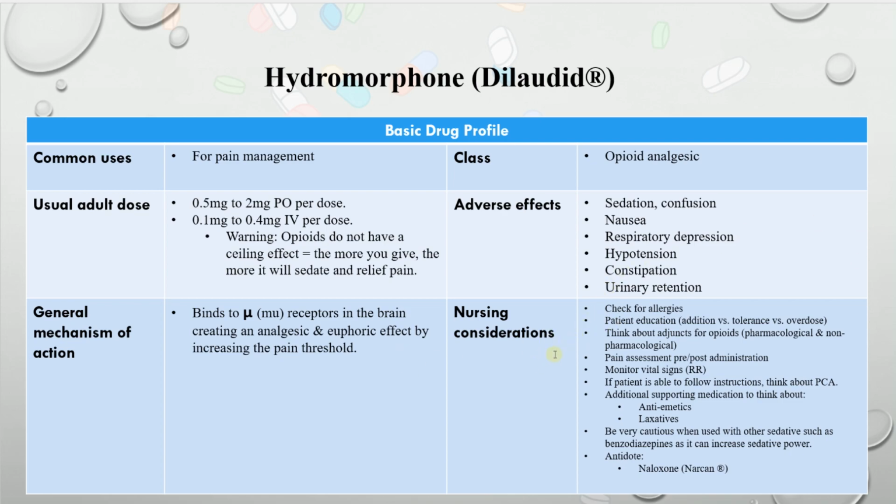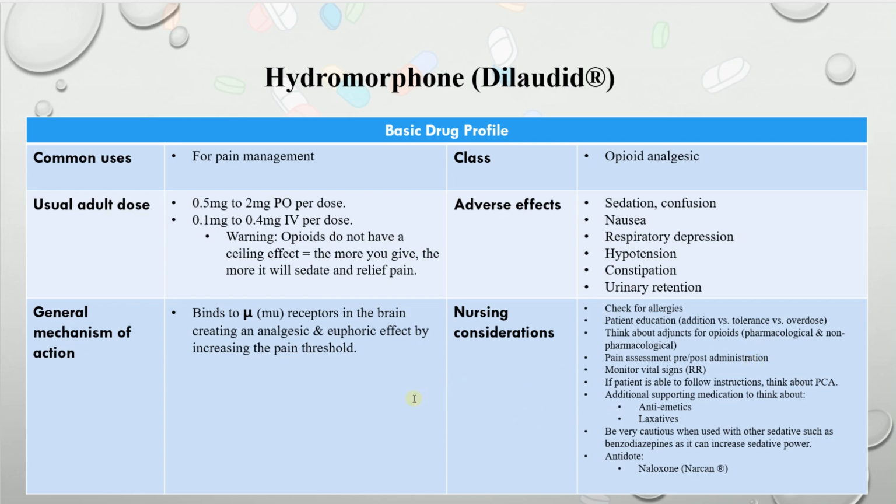Nursing considerations, we're going to check for allergies, educate the patient on addiction, tolerance, and overdose. Addiction is when the patient is consciously and actively seeking the medication. Tolerance just means that the patient needs a higher dose to achieve the same level of pain relief. And overdose is when the patient takes too much, either intentionally or unintentionally.